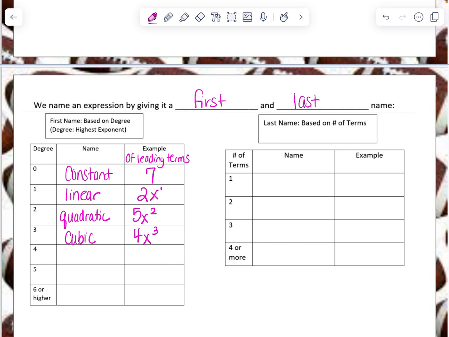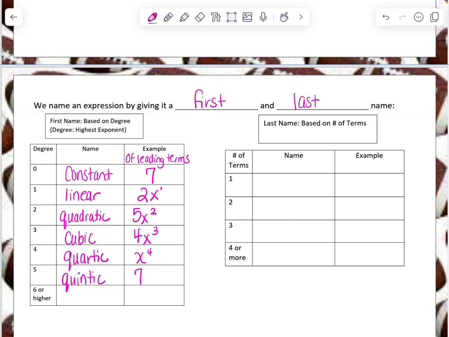So a fourth degree polynomial is called a quartic. So like there are 4 quarts in a gallon, there are 4 quarters in the year. Quartic is a 4, an exponent to the power of 4, or a 4th degree polynomial. If we have a 5th degree polynomial, it's called quintic, and we don't see that very often.